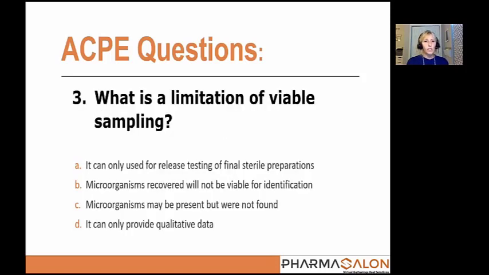And the last question is, what is a limitation of viable sampling? A, it can only be used for release testing of final sterile preparations. B, microorganisms recovered will not be viable for identification. C, microorganisms may be present but were not found. Or D, it can only provide qualitative data.